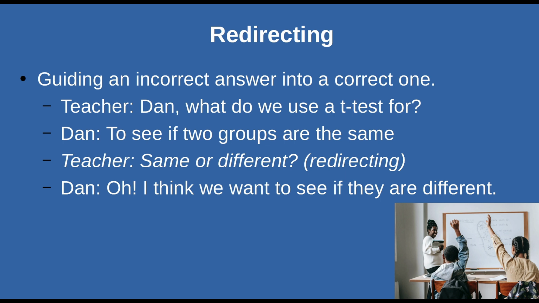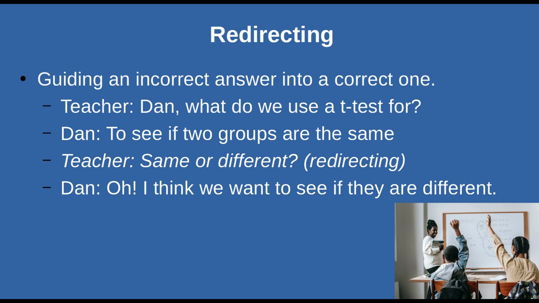Again, the skit starts with Dan and a teacher talking about a t-test. The teacher says, "Dan, what do we use a t-test for?" And Dan says, "To see if two groups are the same." Now that's incorrect. This is the problem right here: they have said that a t-test tells if two groups are the same. The teacher realizes this, and instead of just saying, "Hey, you're wrong, what's the matter with you?" the teacher asks a follow-up question to help guide the student in the right direction.